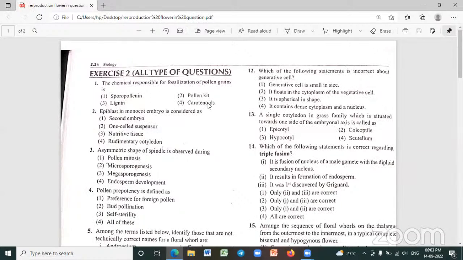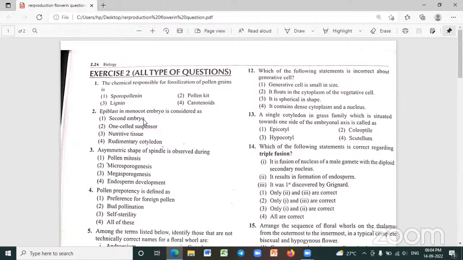Carotenoid is a part of pollen grains. Here, the chemical responsible, chemicals means you have to say sporopollenin. So this is the correct one. And the second one is epiblast. Already you studied in monocotyledons, isn't it? Once again, for you: the epiblast in a monocot embryo is considered as a second embryo.